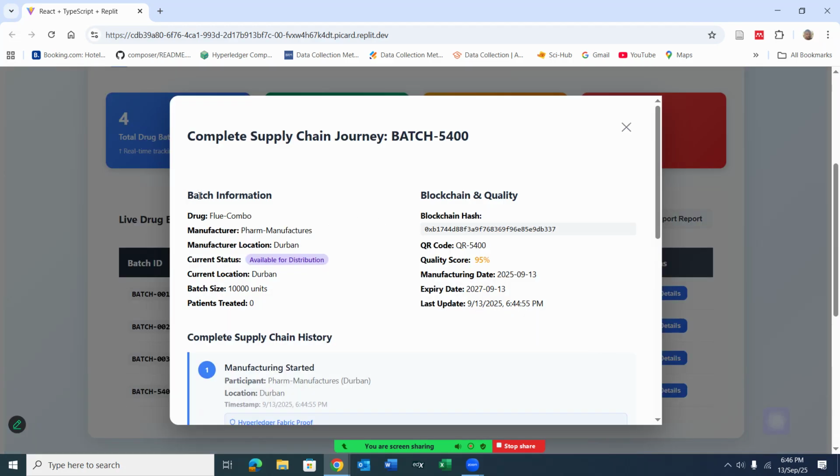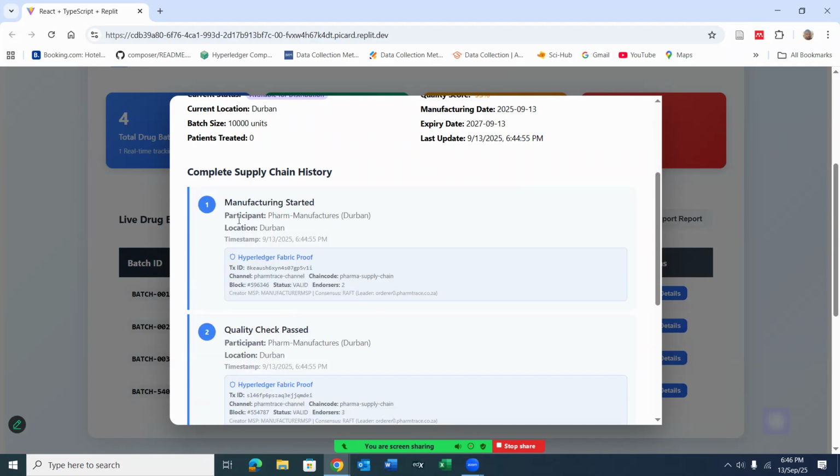So now it shows the batch information: the name is flu combo, manufactured by farm manufacturers. Location is Devon. The status is available for distribution. The current location is sitting in Devon. The number of units is 10,000. And then now the steps there, the history, the trail.